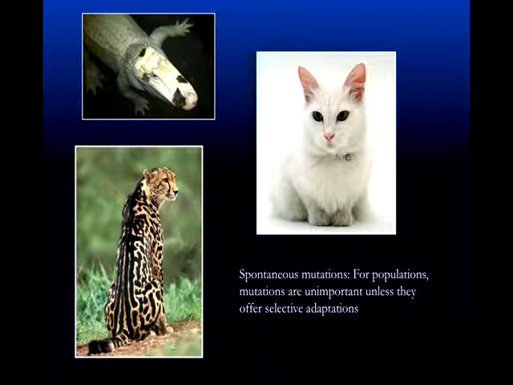Couple of other mutations. There's a mutation that can give cats white fur and blue eyes, oftentimes due to something like pleiotropy, remember, which is when a single gene has multiple effects.